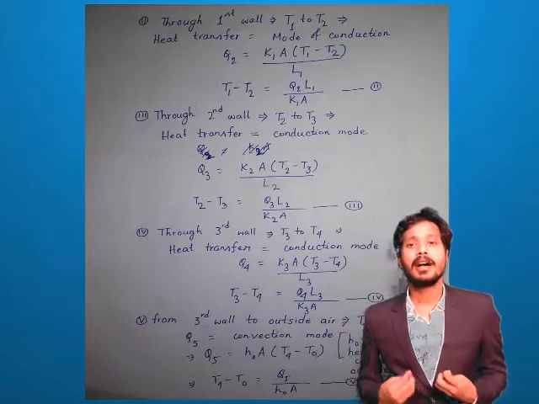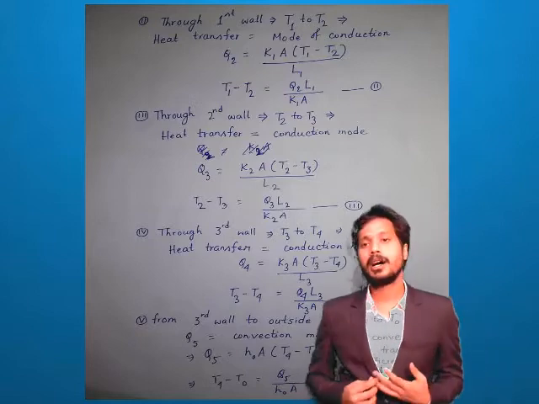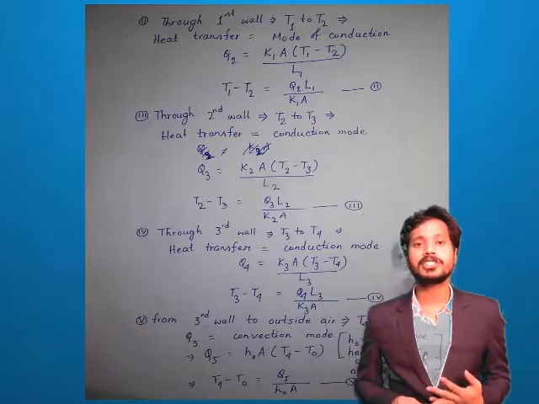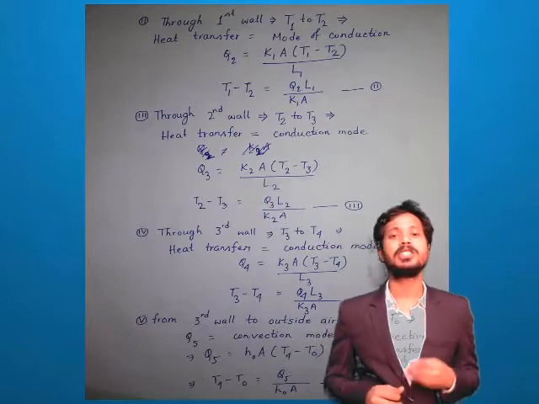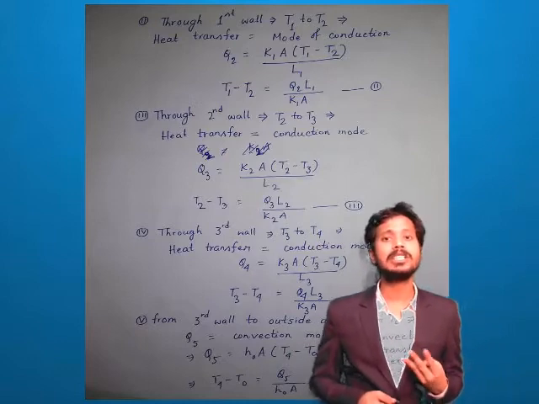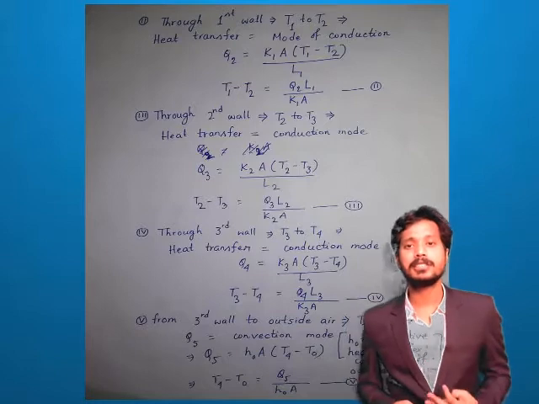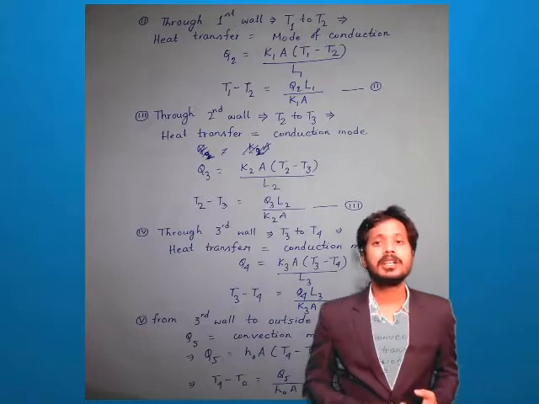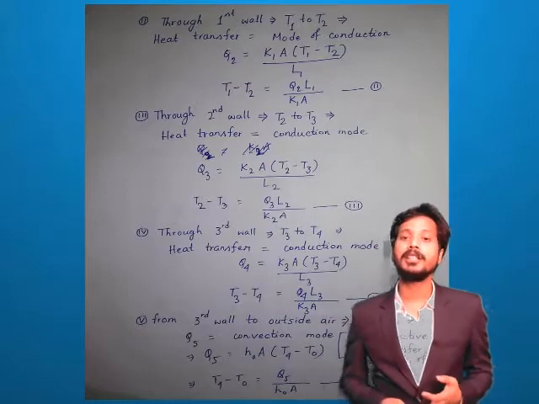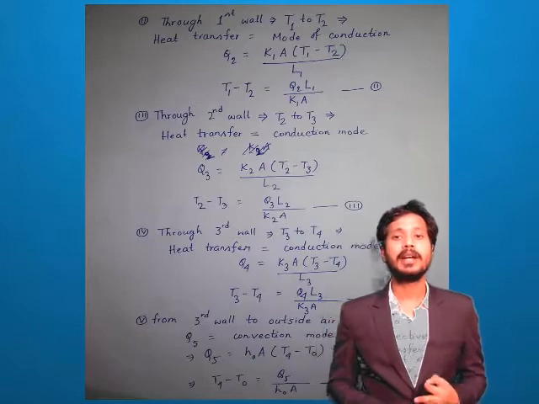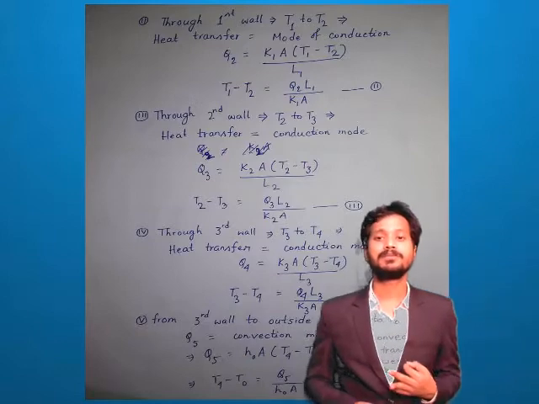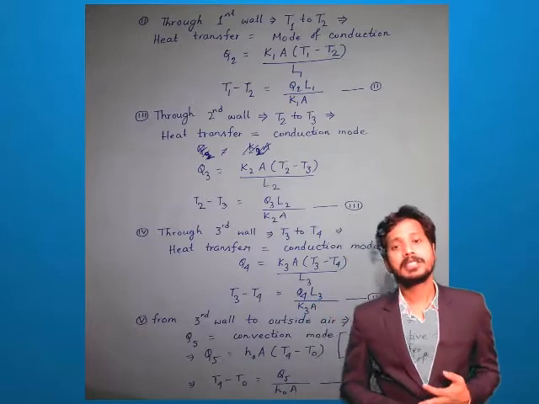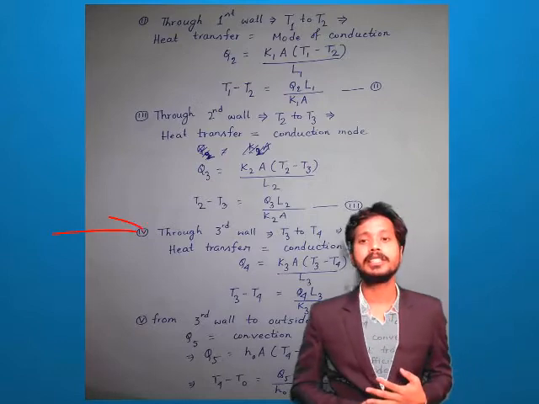L. Now as per the assumptions or nomenclature given here, I can write Q3 equals K2 into A, T2 minus T3 by L2. So T2 minus T3 equals, finally we get, Q3 into L2 by K2 into A. Now in the same way, through the third wall also heat is transferred.